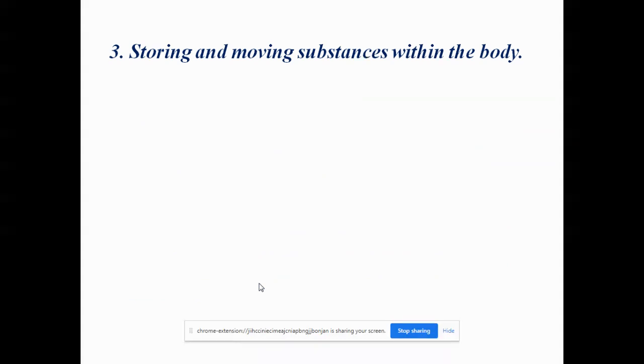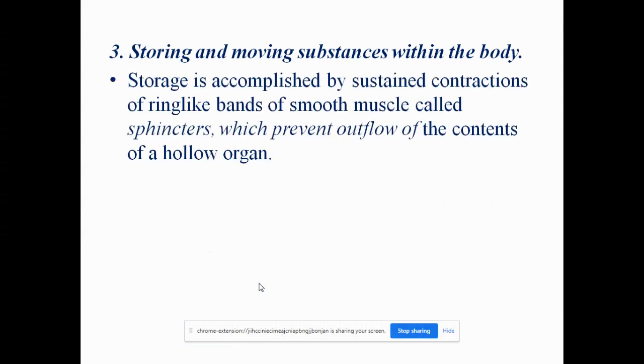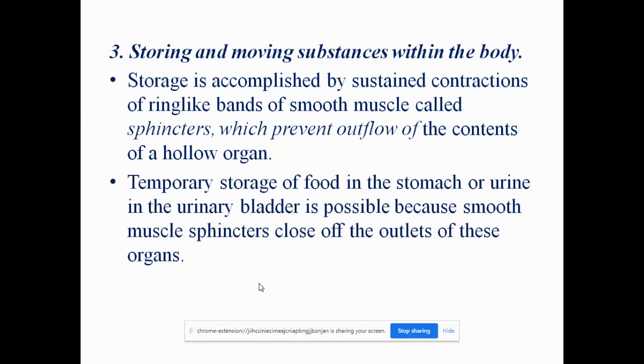The third function is storing and moving substances within the body. This is mainly because of the presence of the smooth muscles. So, storage is accomplished by sustained contraction of ring-like bands of smooth muscles called sphincters. So, sphincters are present in various parts of the body, for example, stomach, heart, urinary bladder, etc., which will prevent the outflow of the contents of a hollow organ. This also results in the temporary storage of food in the stomach or urine in the urinary bladder.